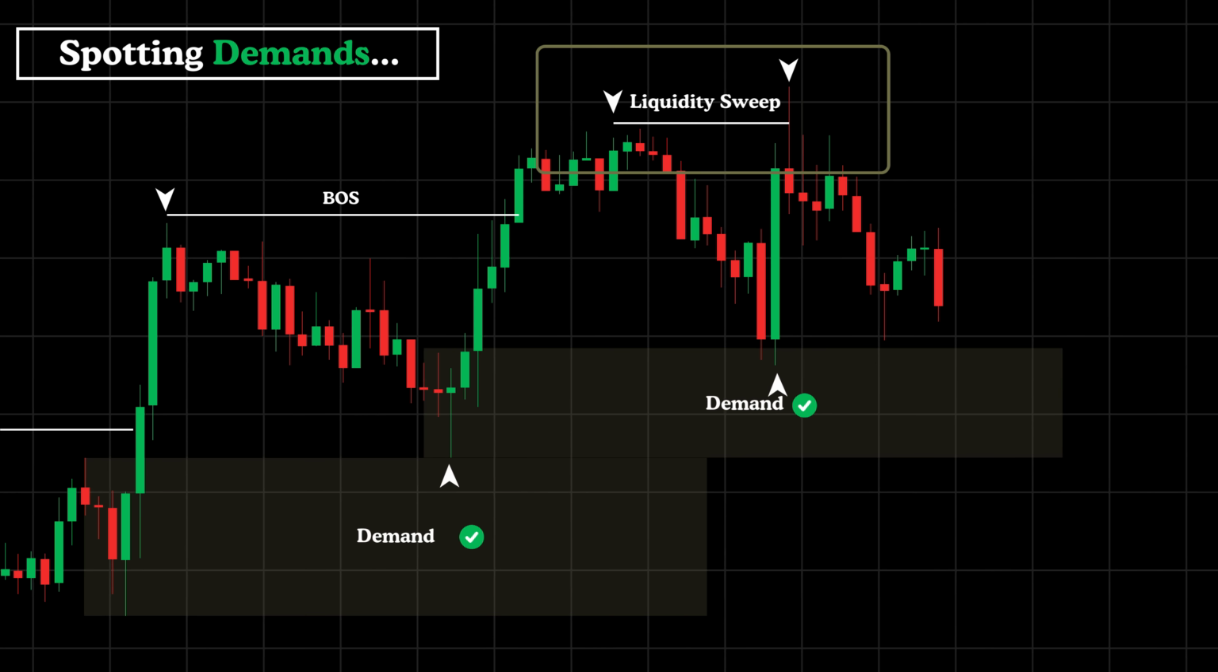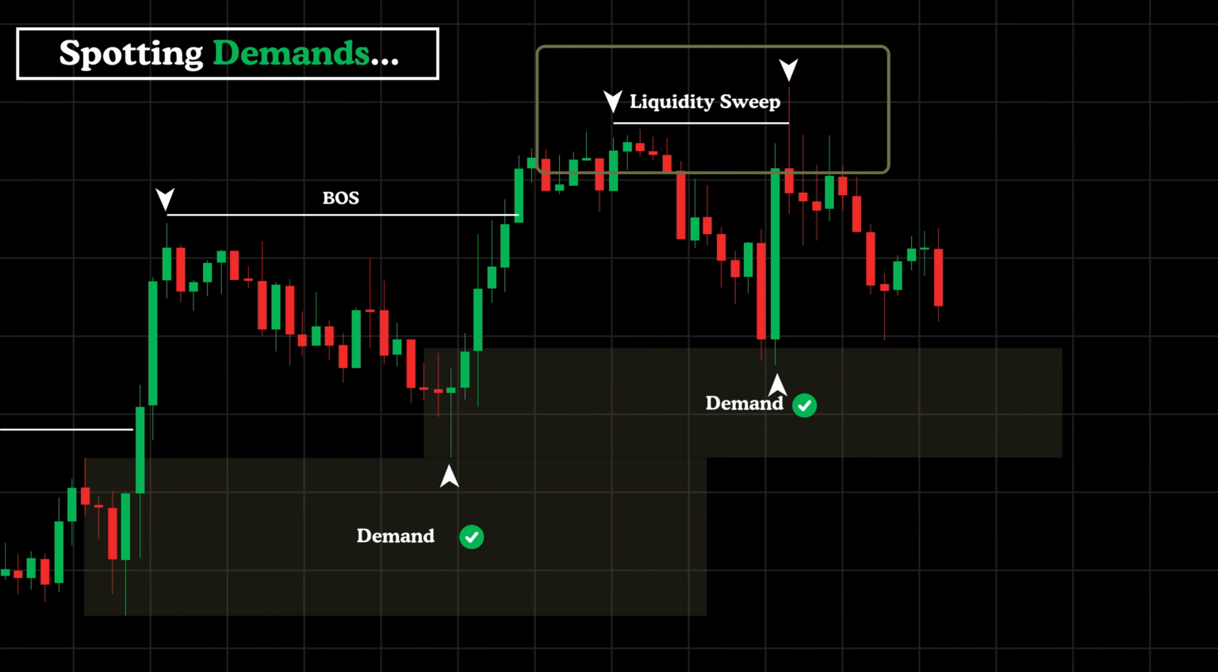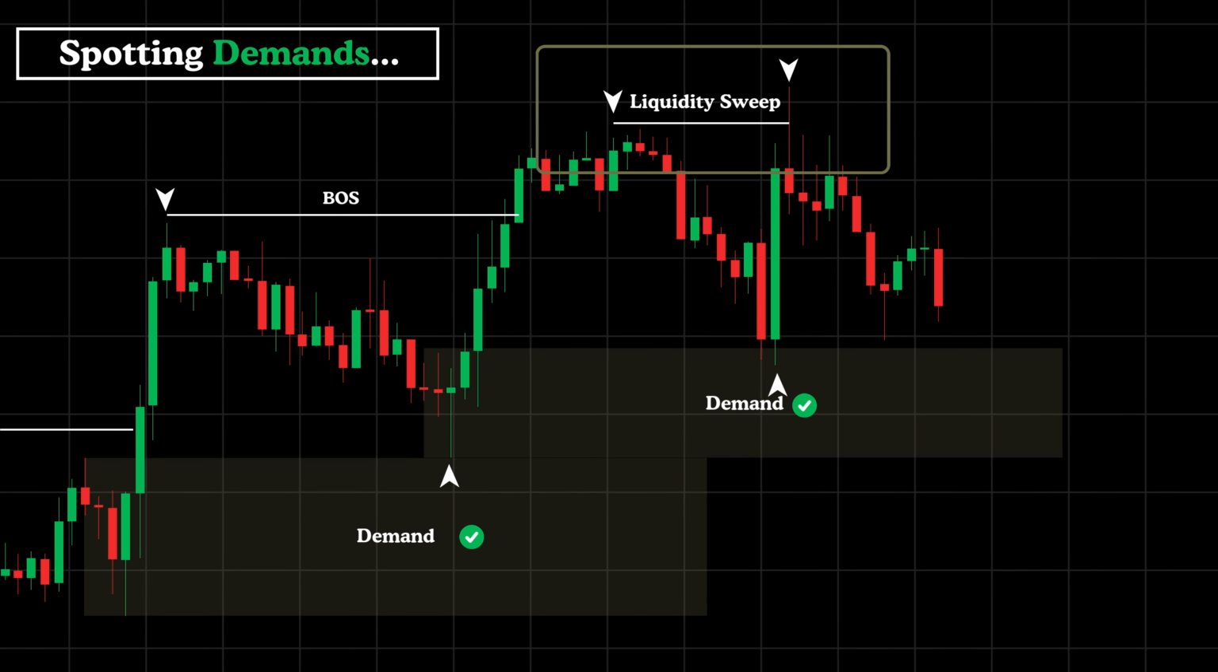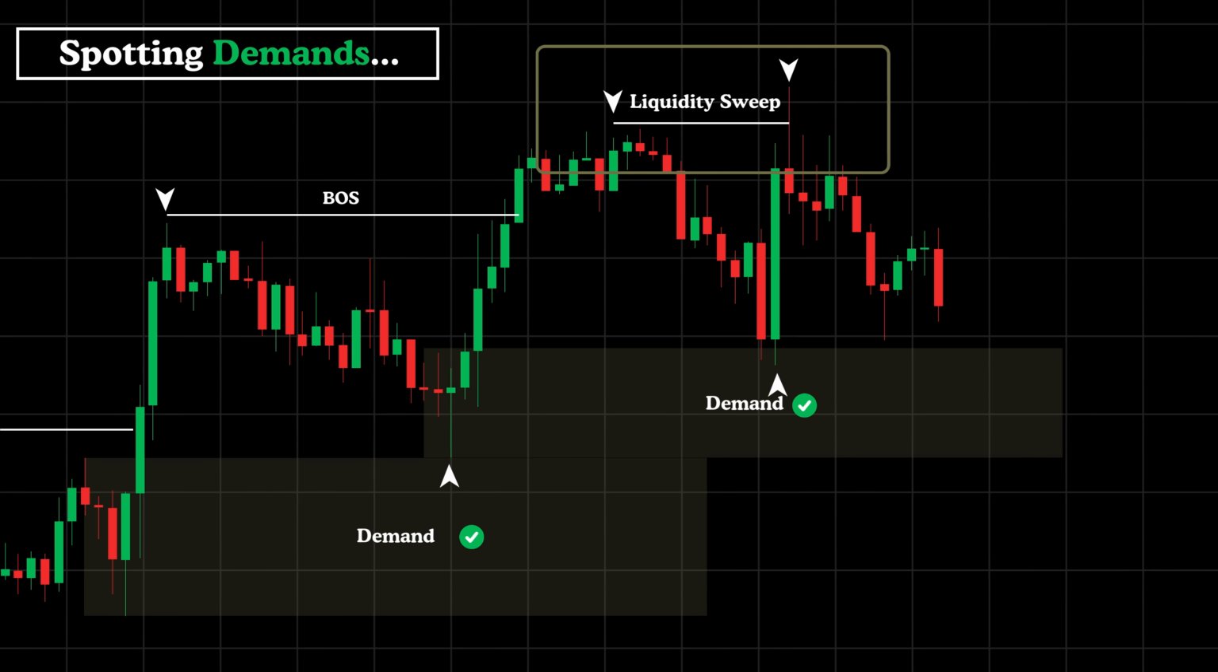Here's the key point. When price only sweeps liquidity above a high without closing past it, no new demand or supply zone is created because there is no confirmed structural break.